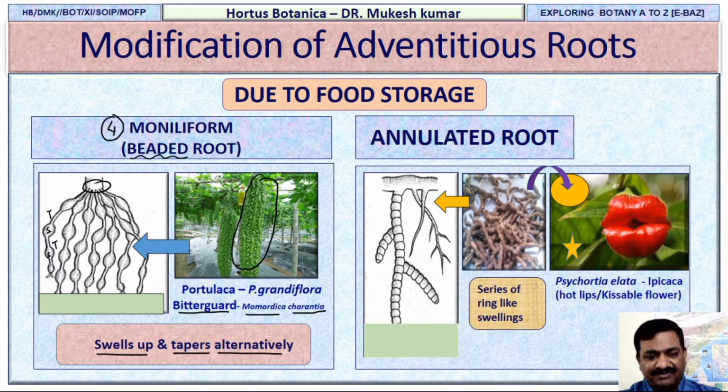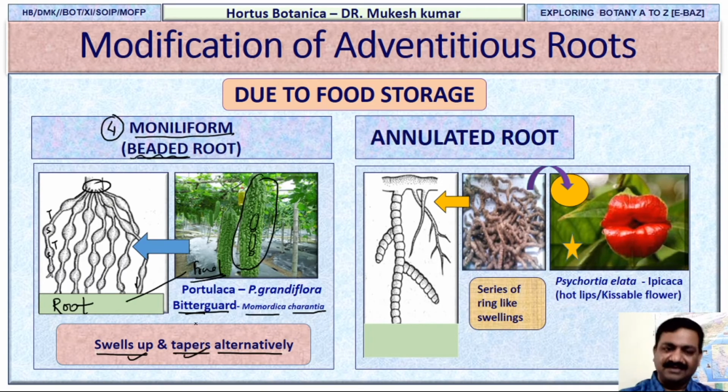Now what happened? We are finding, see, they are swelling and tapering. This is the swelling, again tapering, swelling, again tapering. So very interestingly, in bitter gourd, not only in the root but also in the fruit, we find a similar structure, and it is moniliform, that is, a beaded-like structure, characterized by swelling and tapering alternatively. Now see the next, and I think the last one, of food storage in adventitious root.